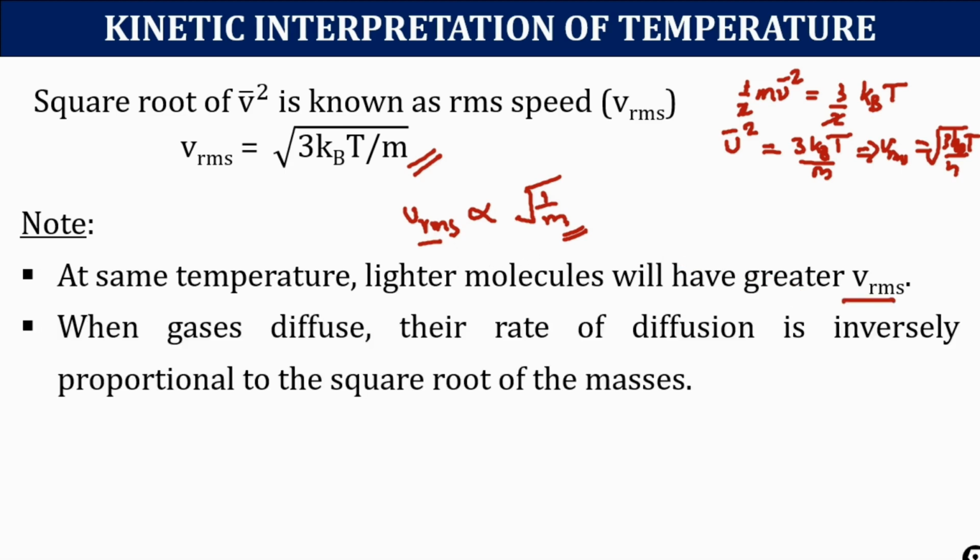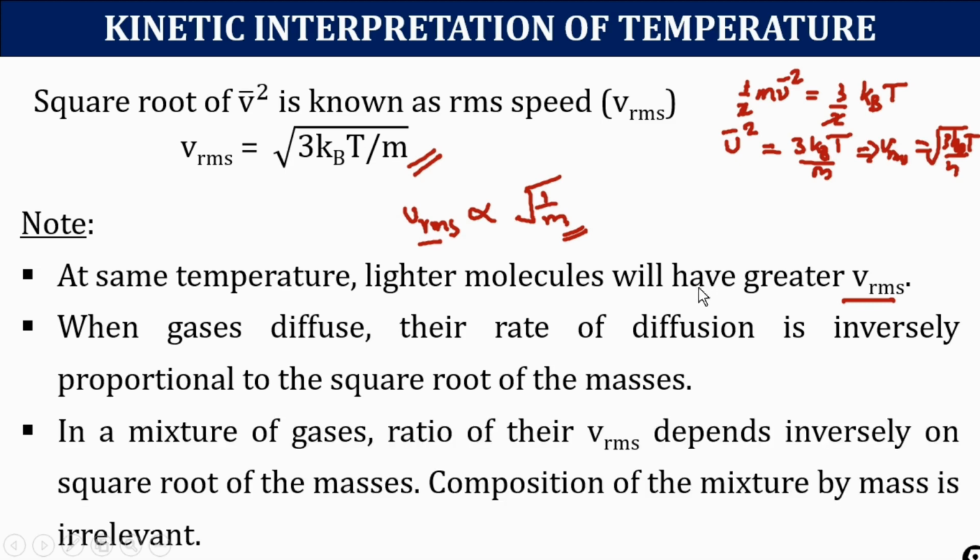Because of the same reason, when gases diffuse, the rate of diffusion is inversely proportional to the square root of the masses. The molecule with a higher RMS speed will diffuse very quickly. RMS speed is proportional to the square root of 1 by m. Therefore, the rate of diffusion should be inversely proportional to the square root of masses.